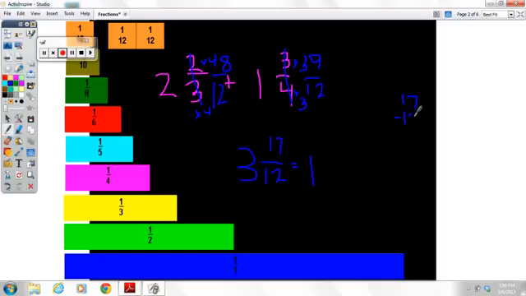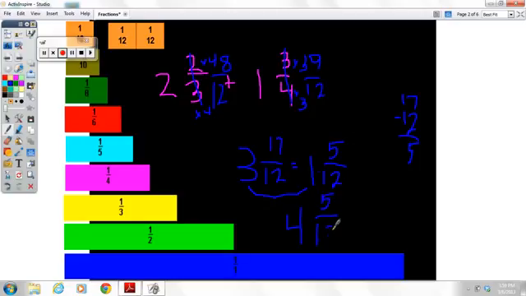If you could do that in your head, that's great. If you need to write it out, 17 minus 12, you would get 5. So you would have 5 extra 12ths left over after you pulled the 12/12. So 17/12 is equal to 1 5/12. But we're not done, because we have to take the 3 wholes that we had, add it to the 1, and your final answer will be 4 5/12.